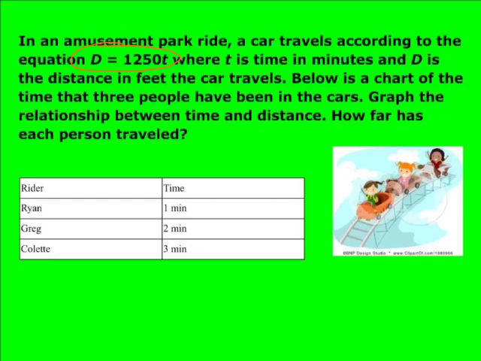And the chart below is a chart of time that 3 people have been in the cars. So we have Ryan, who's been in his car for 1 minute. Greg has been in his car for 2 minutes. And Colette has been in her car for 3 minutes. So we're going to use this equation to determine a relationship between time and distance of the cars and how far each person has traveled. So we're going to use this equation and plug in these x values.